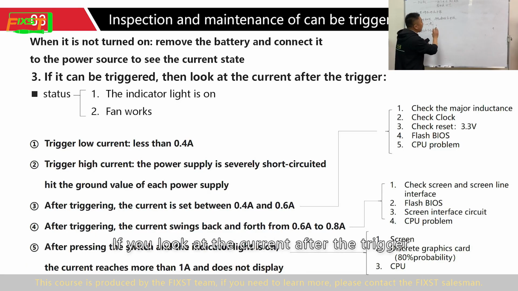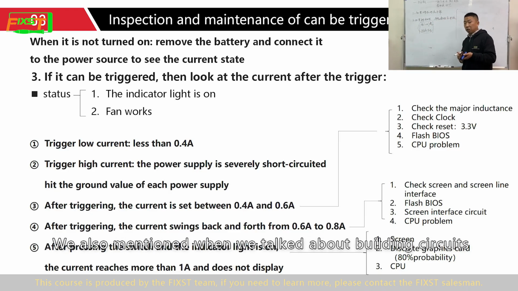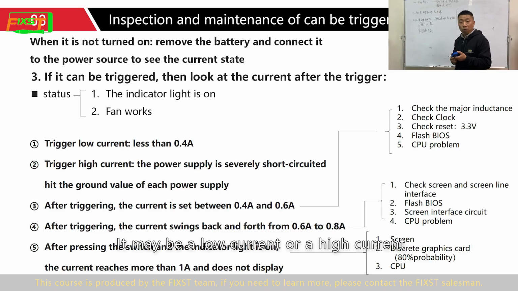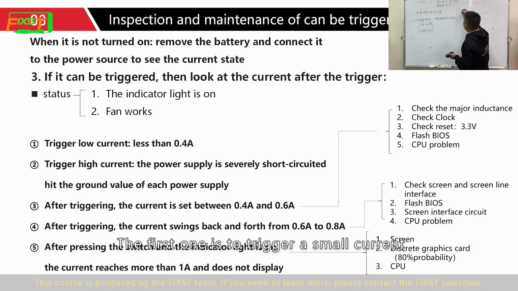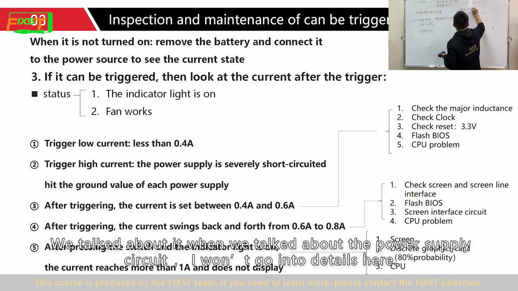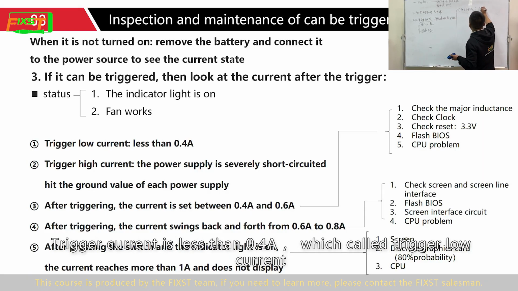If you look at the current after the trigger, we also mentioned when we talked about the circuits, it may be a low current or a high current. The first one is to trigger a small current. What is triggering a low current? We talked about it when we talked about the power supply circuit. I won't go into details here. Trigger current less than 0.4 ampere is called trigger low current.